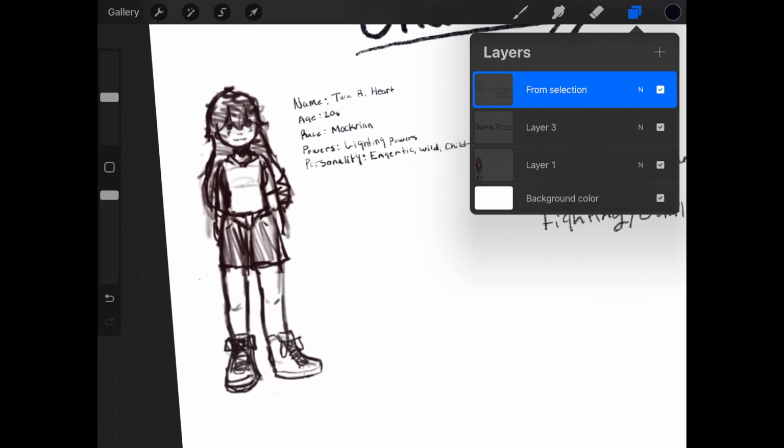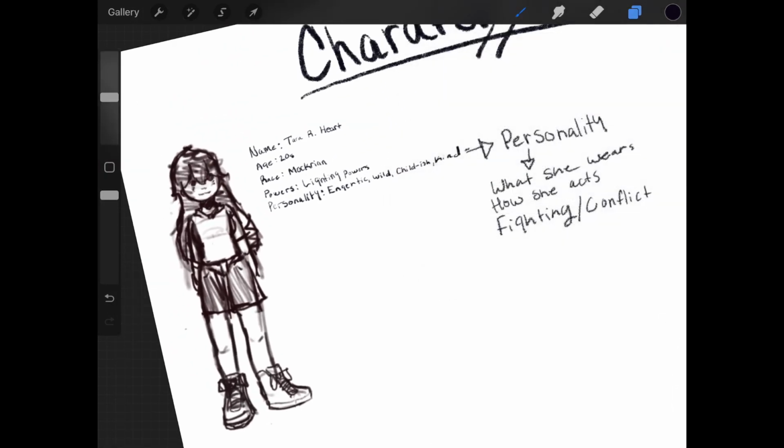What does she wear? That can also affect her personality. Someone who's more childish will probably wear a lot of bright colored clothing. And since she's so energetic, that will also affect the way she moves. Obviously, when you're fighting, you don't really want clothes that are too loose or too tight. You need room to move around and jump and stuff.